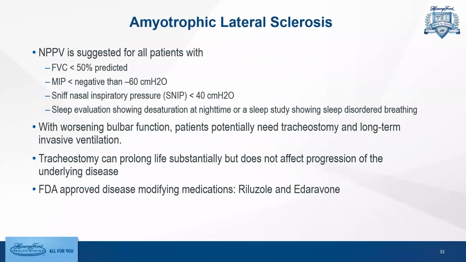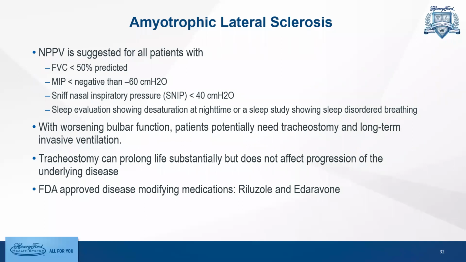Okay. Non-invasive positive pressure ventilation is suggested for all your patients with forced vital capacity less than 50% of predicted, MEP that's less negative than minus 60%, meaning like minus 20, minus 10, sniff nasal inspiratory pressure less than 40 centimeters of water, and whenever you're having a sleep evaluation that's showing desaturation at nighttime, or a sleep study showing sleep disordered breathing.